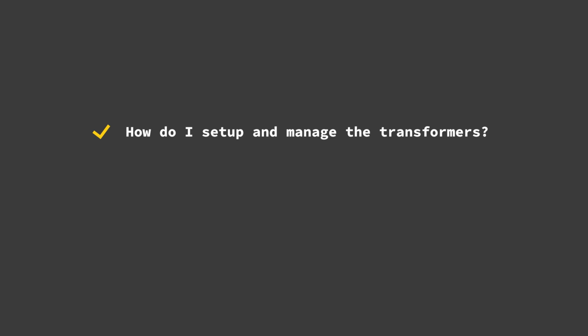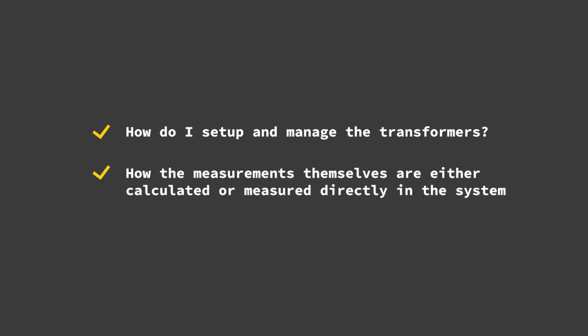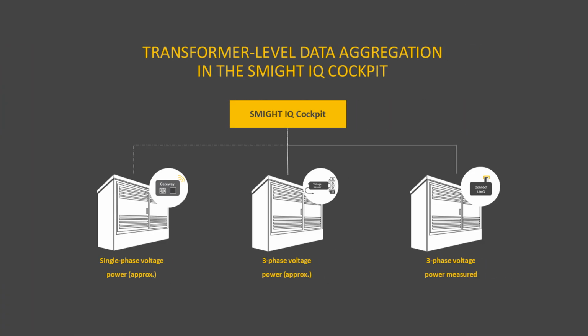And why is transformer monitoring important in the first place? Well, of course, transformers are one of the biggest assets in the low voltage grid, both from cost and also the importance that they play. So being able to monitor and understand what's happening with your transformers is obviously of central importance. Through this video, we're going to look at both how we set up and manage the transformers in our system, but also how the measurements themselves are either calculated or measured directly in the system. So we have three different ways of monitoring the transformer.